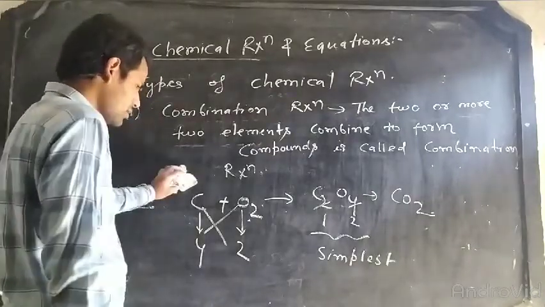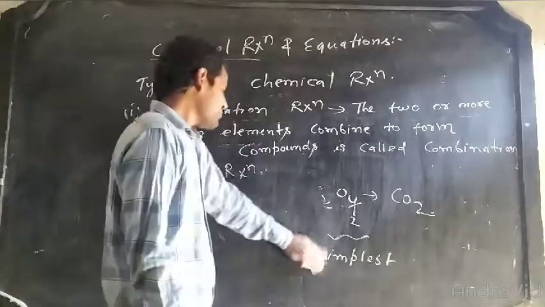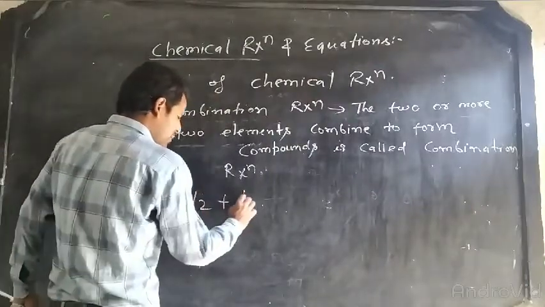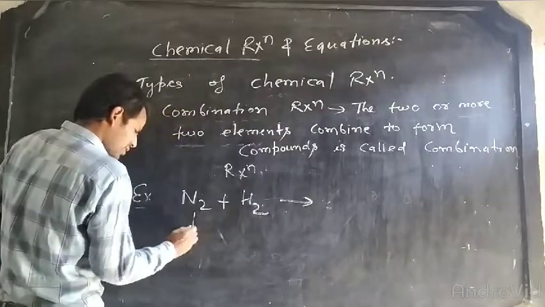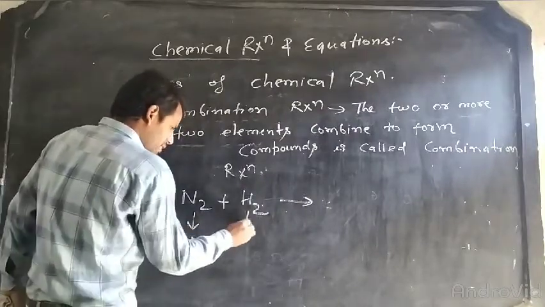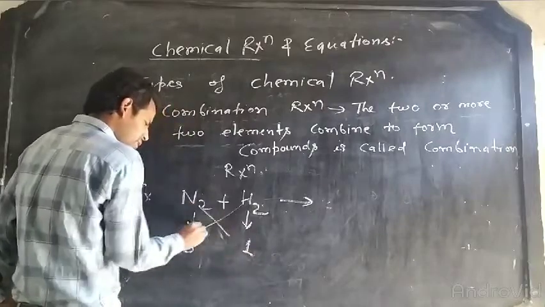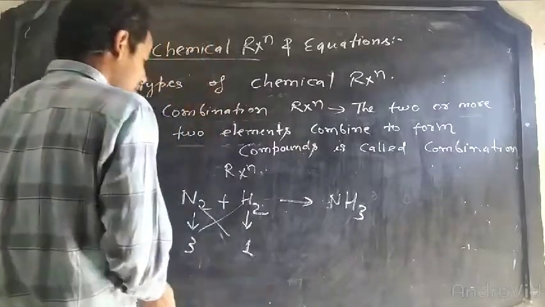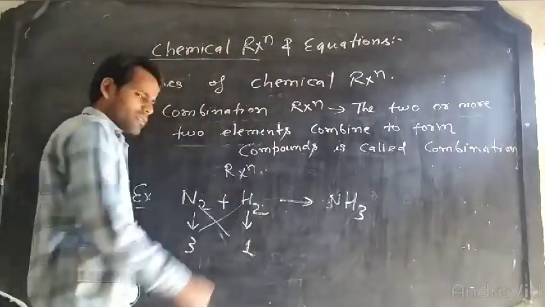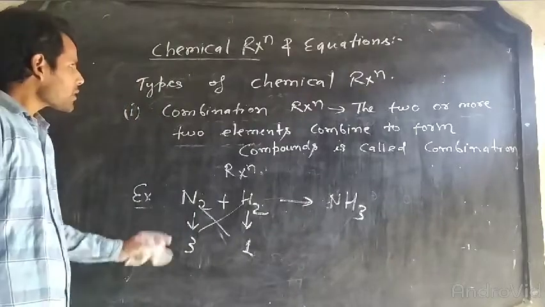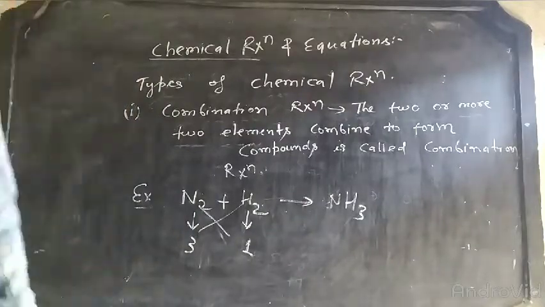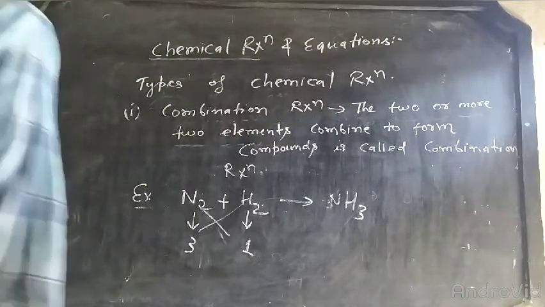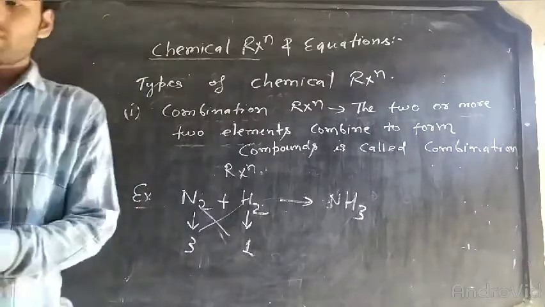Now the second example: N2 plus H2. The valency of nitrogen is 3. The valency of hydrogen is 1. Cross multiply, then it forms NH3. This is how it is formed. Only you have to make the chemical reaction, and after that we have to balance it. Next, in the next class.